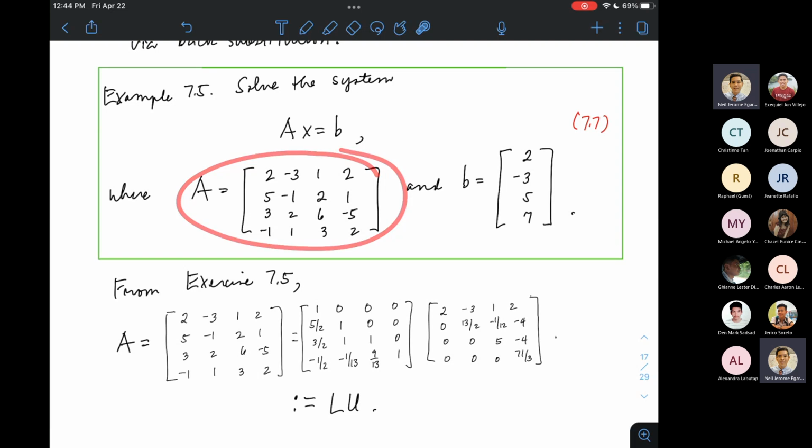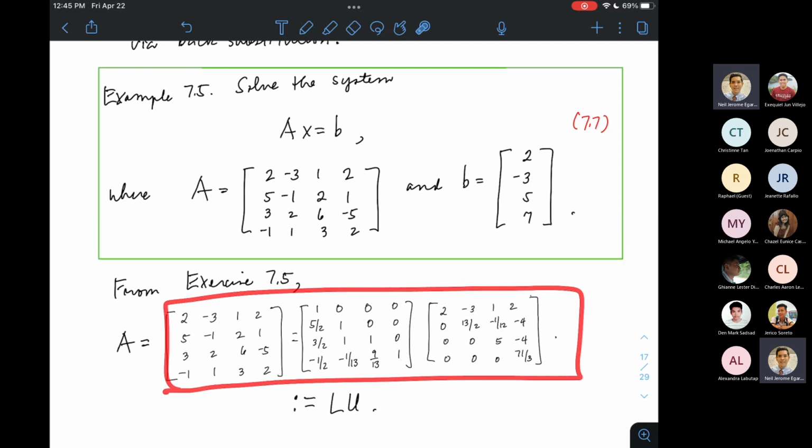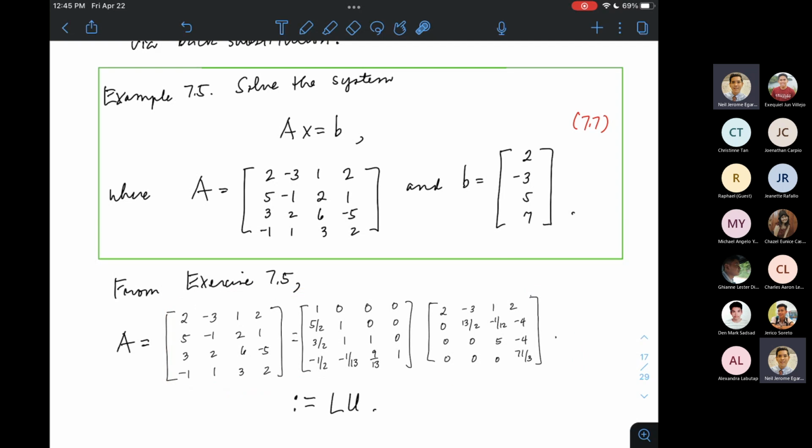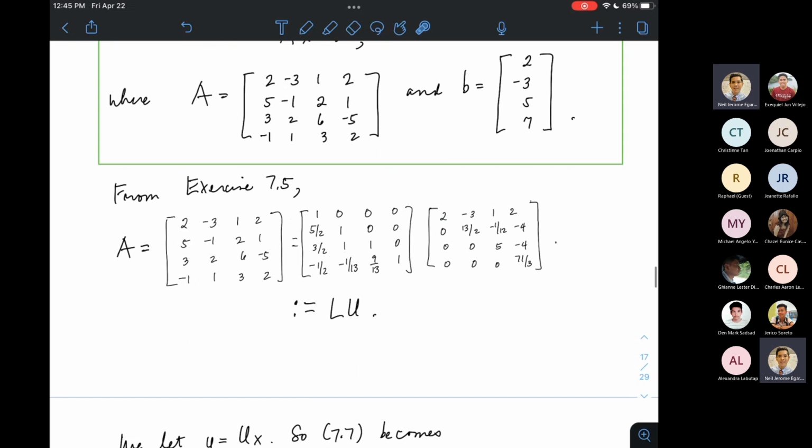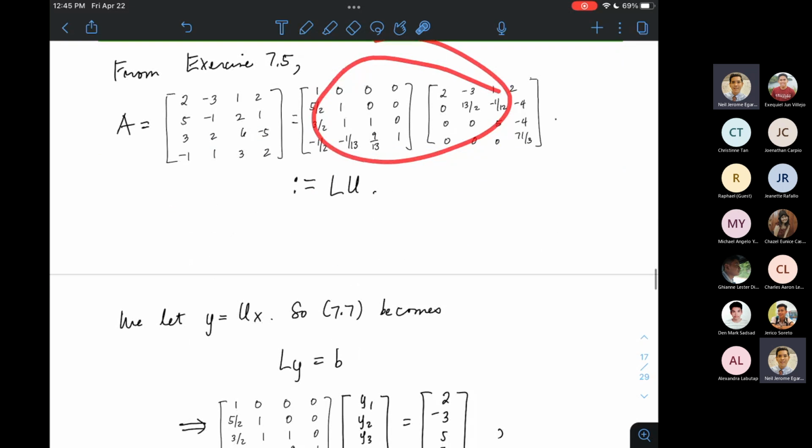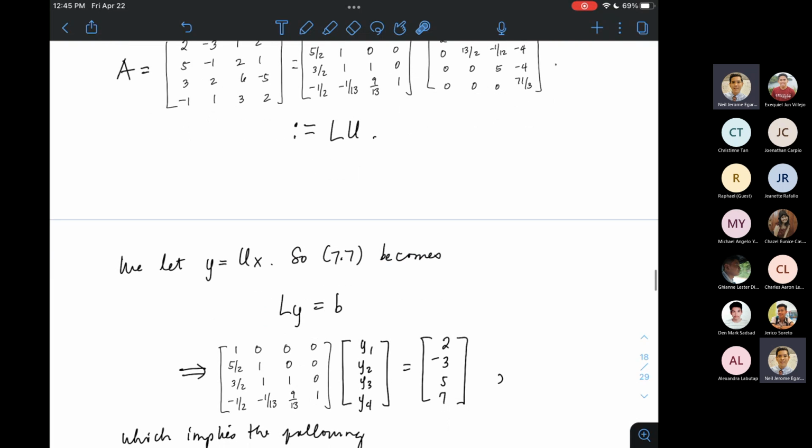Ito yung coefficient matrix. Tapos binigyan na tayo ngayon ng right-hand side. Sa exercise 7.5, sinabihan ko kayo na i-verify itong LU factorization na to para kay matrix A. So I hope that will pan out correctly. So paki-double check na lang. So kung yan yung LU factorization niya, okay? So I will let y be equal to Ux. So ibig sabihin yung equation 7.7 magiging Ly equals b na lamang. So una kong isosolve si y.